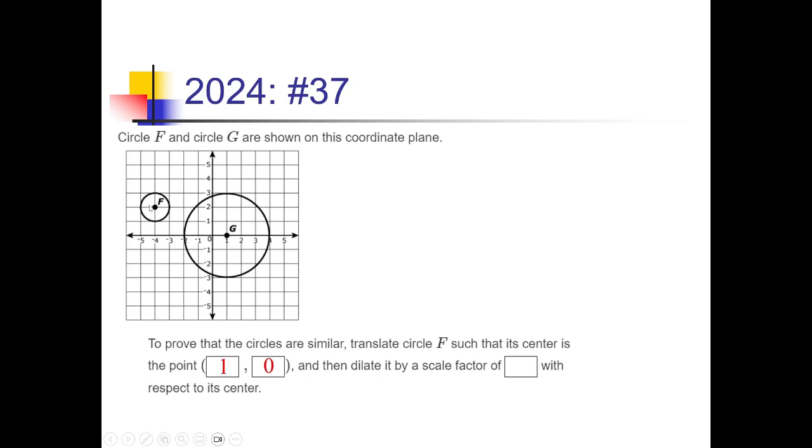Now, if I've got this circle shifted over here, to prove these are similar, I need to expand this circle until it looks like circle G. Circle G is 3 times the radius of circle F. So I'd want to multiply all the dimensions of circle F by 3. So a scale factor of 3 would do the job for that.